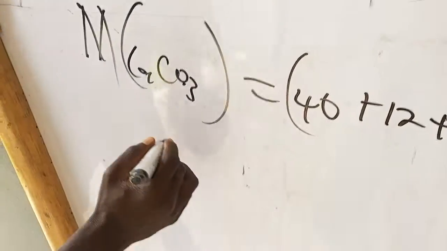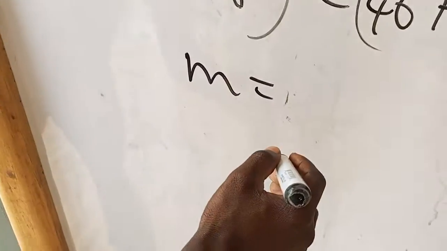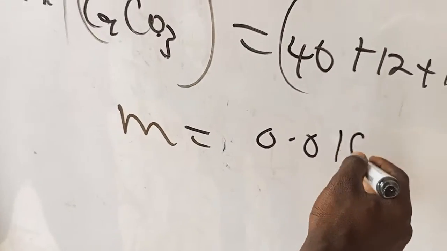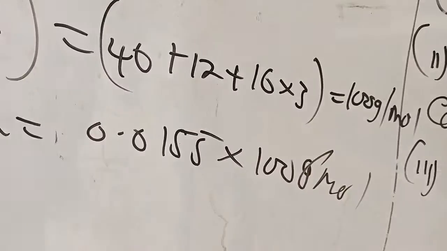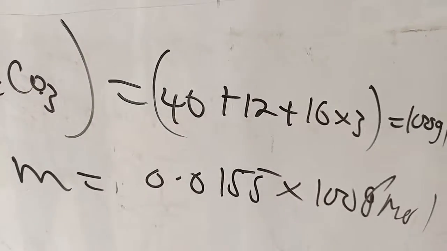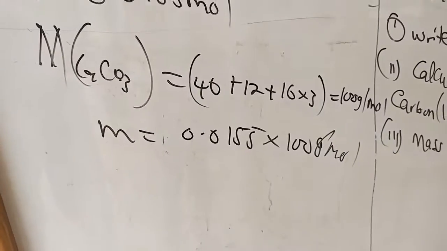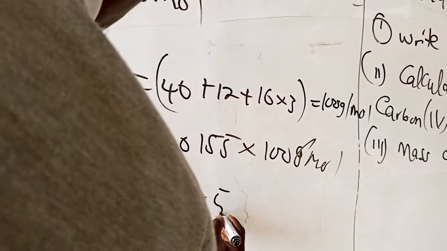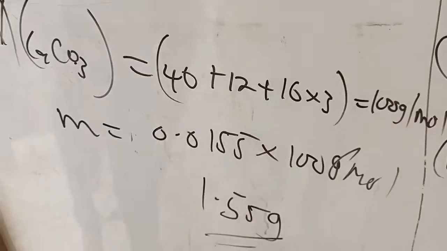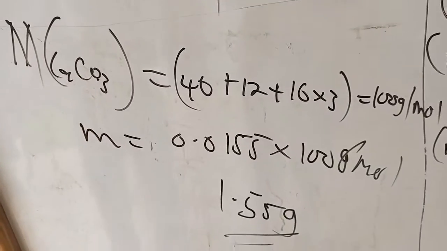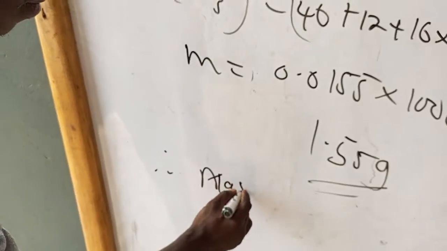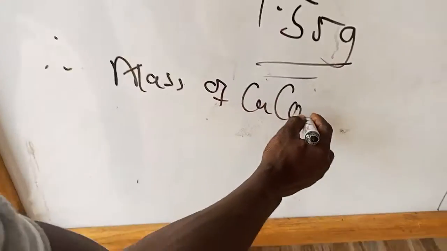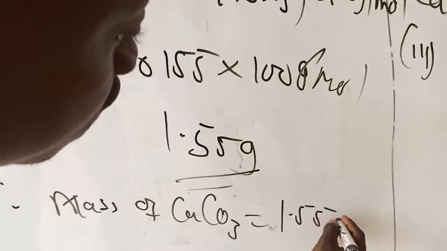So coming to the formula, our mass is equal to mole, 0.0155, times 100 grams per mole. Then use your calculator and see what you get. You are likely to get 1.55 grams. Therefore, the mass of calcium carbonate is equal to 1.55 grams.